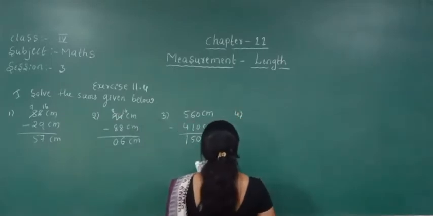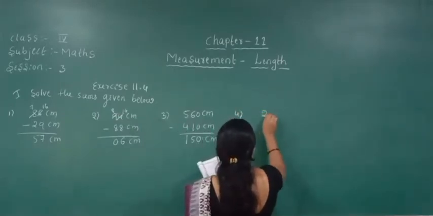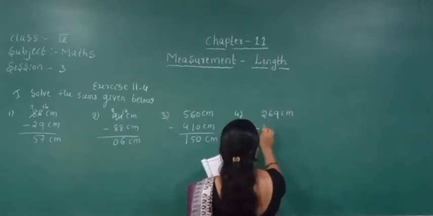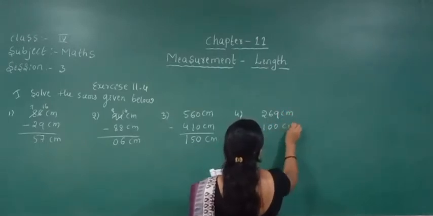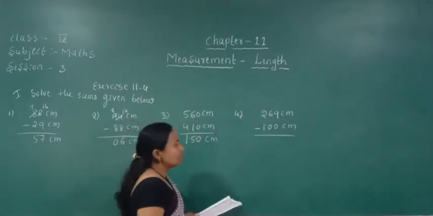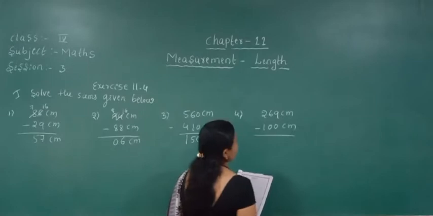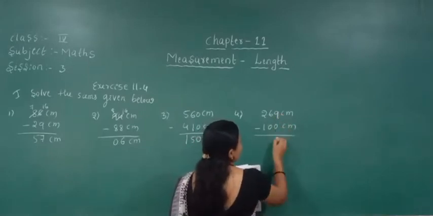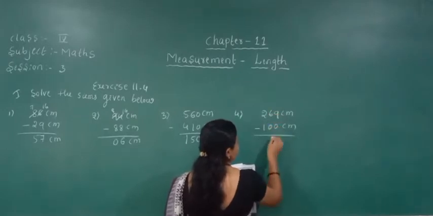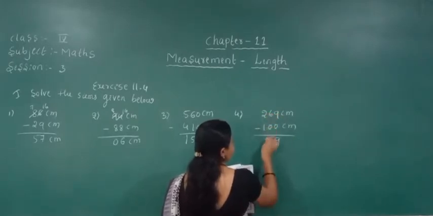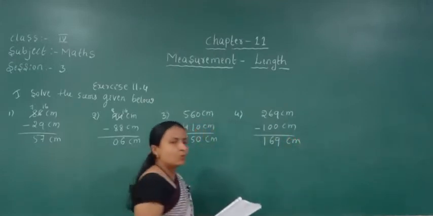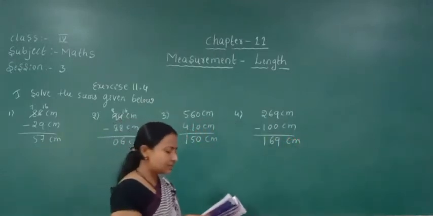Fourth one: 269 centimeter minus 100 centimeter. Now we subtract 269 minus 100. 9 minus 0 is 9. 6 minus 0 is 6. 2 minus 1 is 1. So the answer is 169 centimeter.